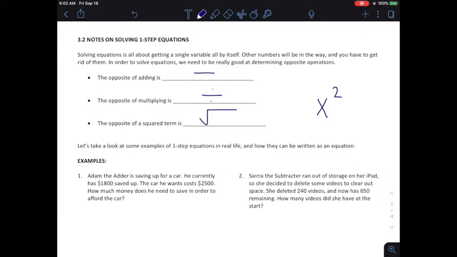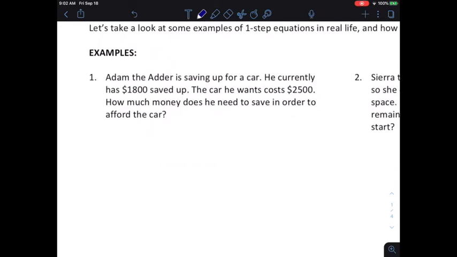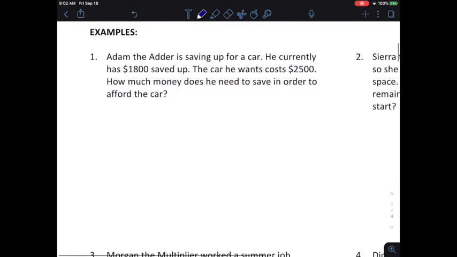Okay, let's look at some examples, and we're going to start with word problems, which I know we're not particularly fond of, but we're going to start with those because they help us understand how this works.